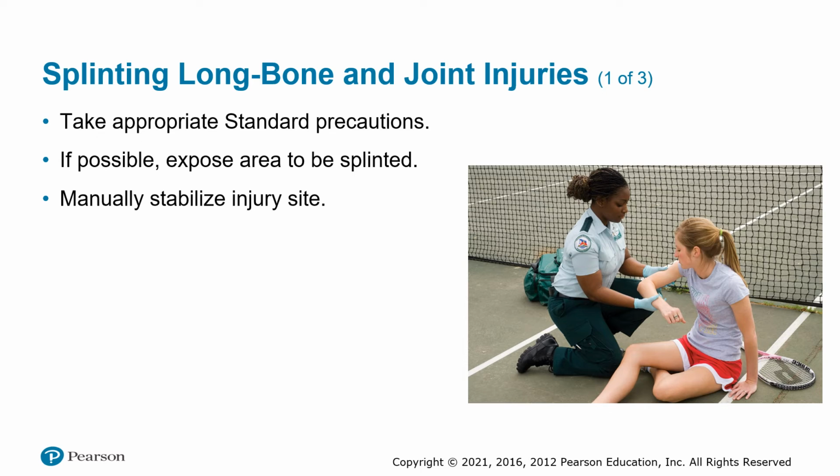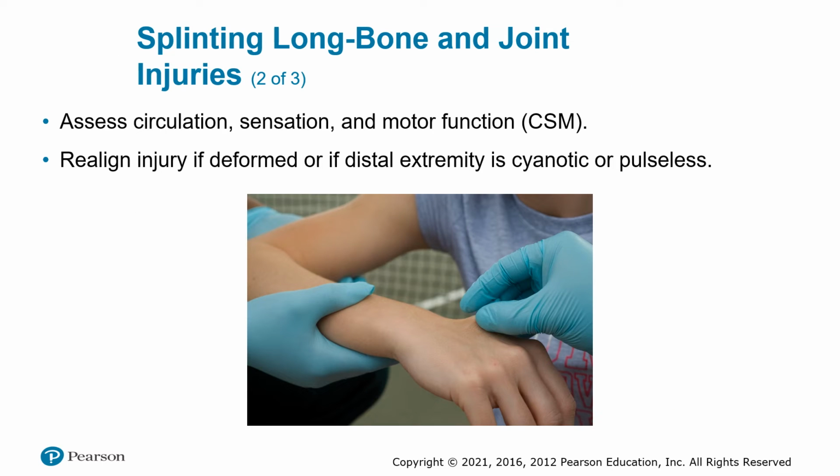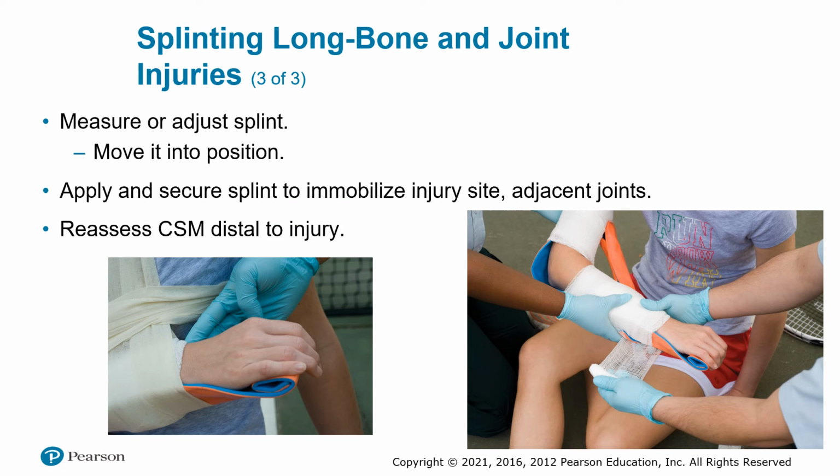Splinting long bone and joint injuries, so take appropriate standard precautions. If possible, expose the area and manually stabilize the injured site. Assess PMS, realign if deformed, or if the distal extremity is cyanotic or pulseless. Measure or adjust your splint, move it into position, apply and secure the splint to immobilize the injured site and adjacent joints. Reassess your PMS distal to the injury.